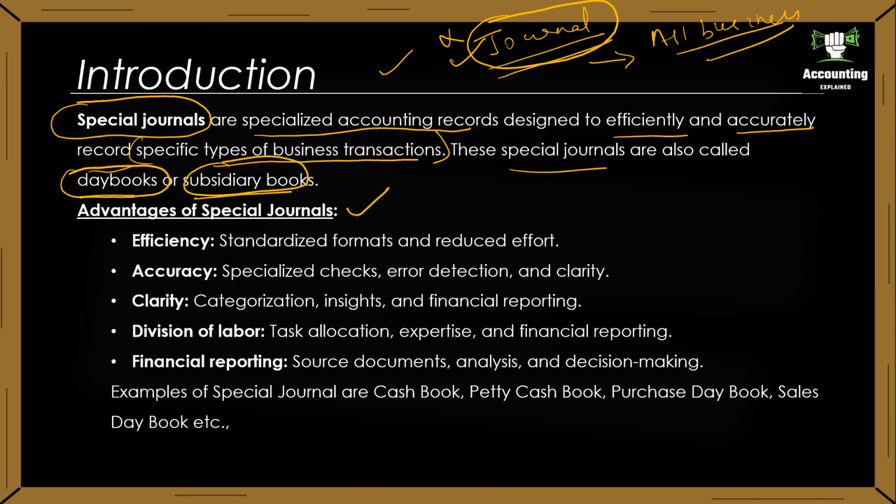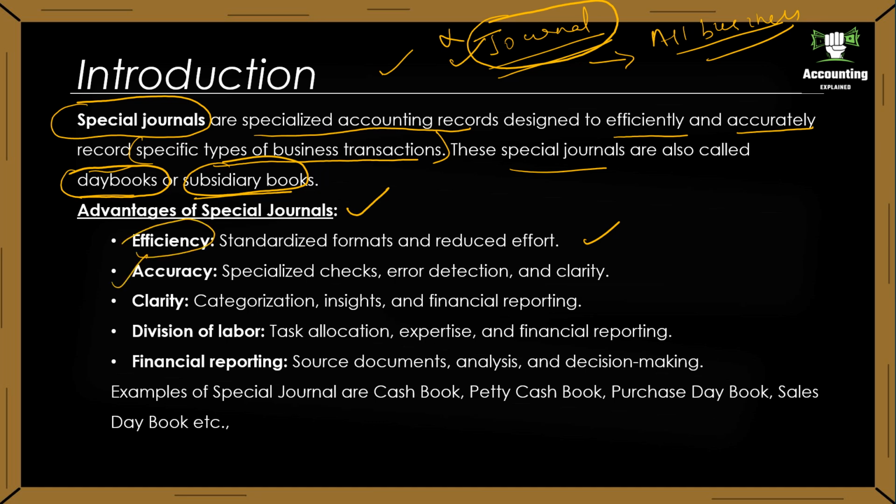Advantages of special journals. Why do we have to have special journals separately? Efficiency, standard formats and reduced effort. So it's a big business and there will be a lot of cash and bank transactions. All the cash and bank transactions will come under cash book. So it is very easy, no? So it increases the efficiency.